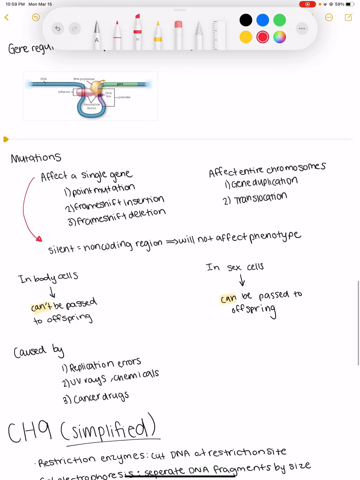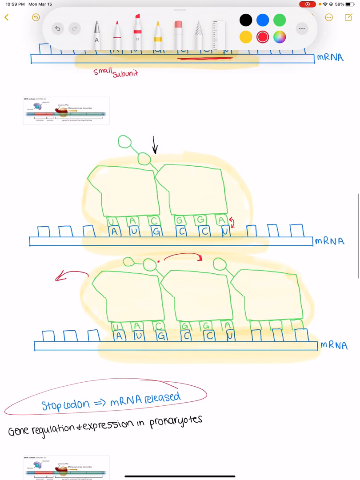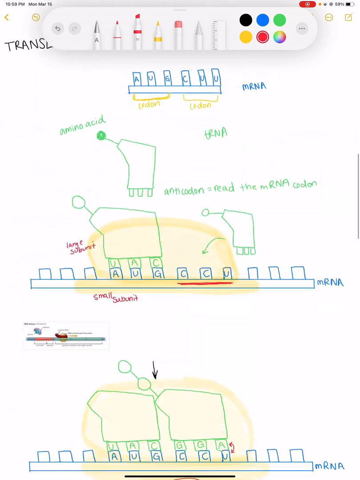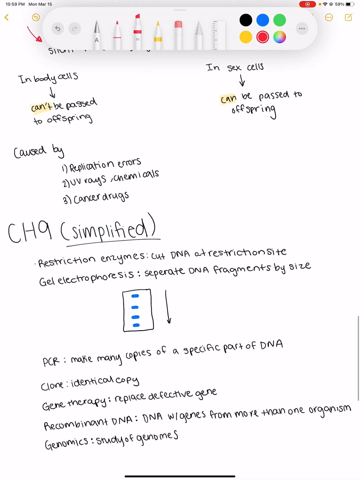So that summarizes Chapter 8. This summarizes the scope that you should understand, everything, the content that will be covered on the test. And so now we'll go ahead and move into chapter 9.